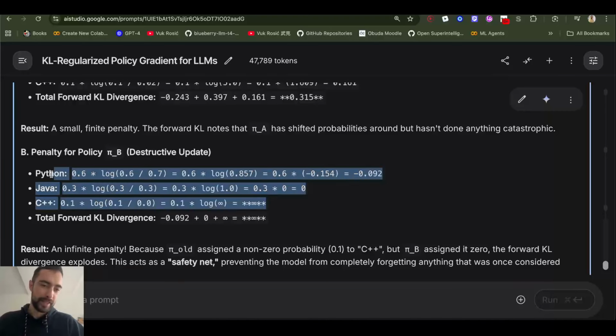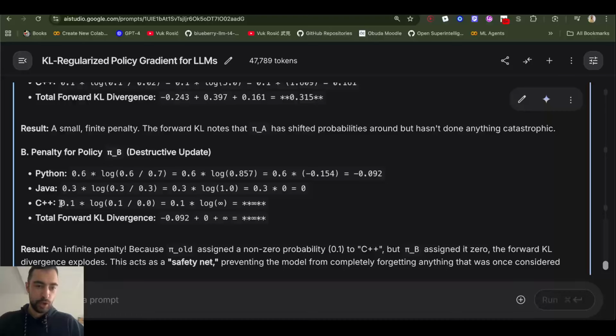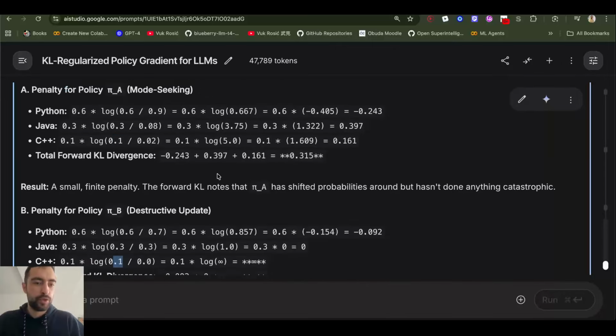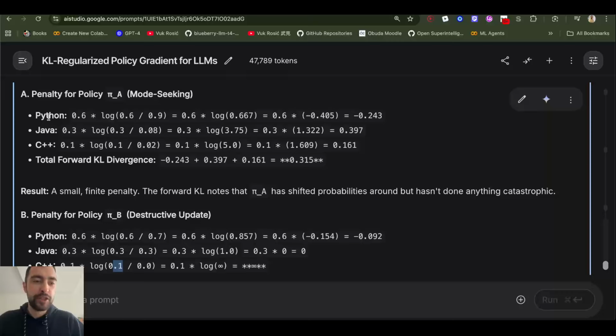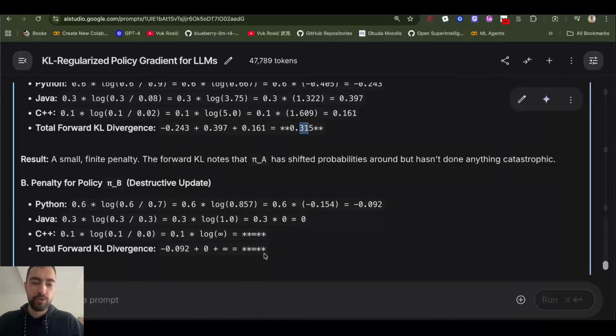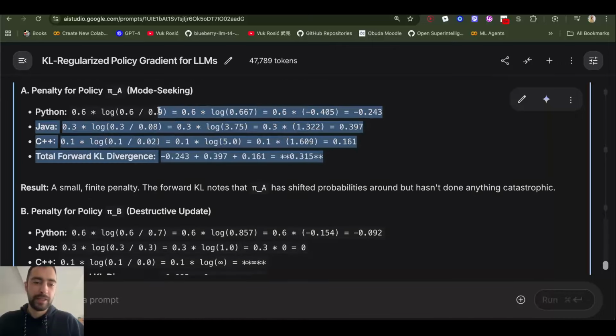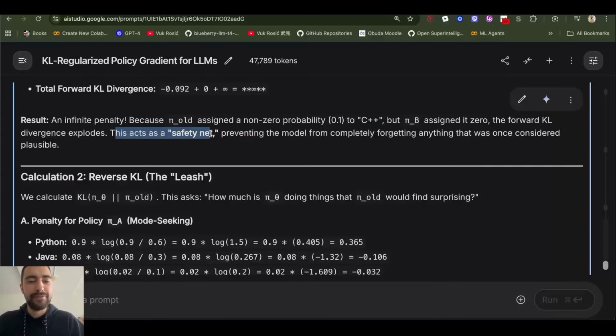So this is a step-by-step example, you can check. But we just define old policy times log of old policy divided by new policy, but new policy is 0, which will give us infinity. So we don't want it to be 0 if it was something before. That's what forward KL divergence will do. And in this example above, it will not throw such an error. So here it's just a bit of divergence, but it's a small number, not a huge number. So this one is actually quite acceptable and good. This acts as a safety net, preventing the model from completely forgetting anything that was once considered plausible.